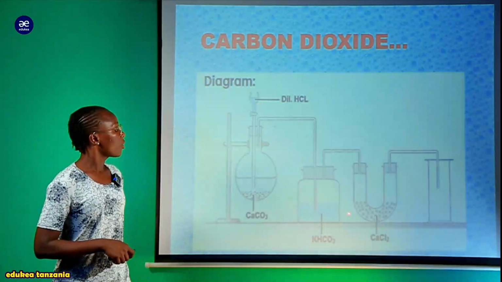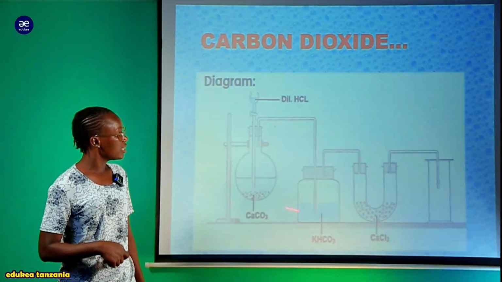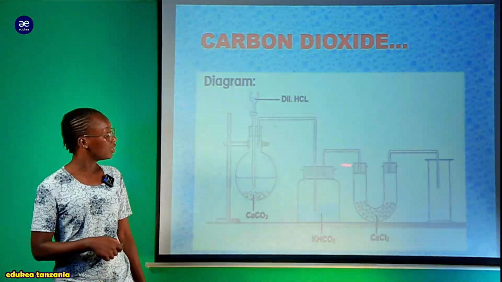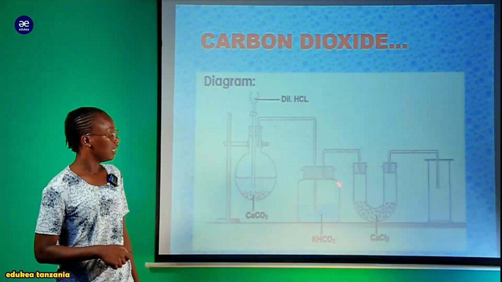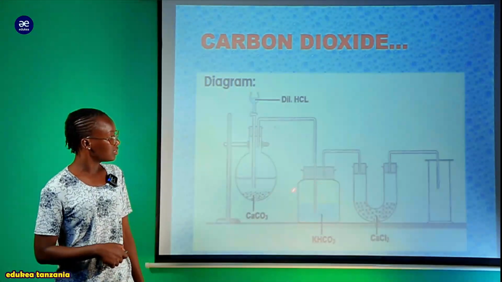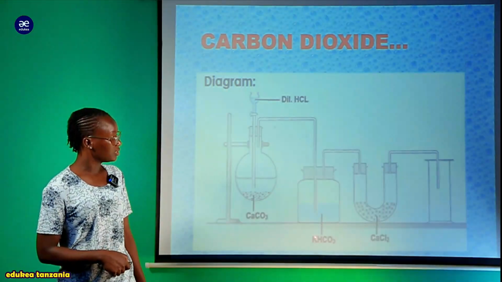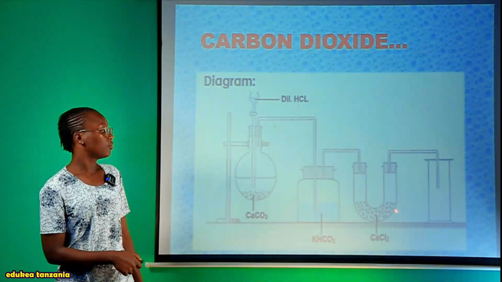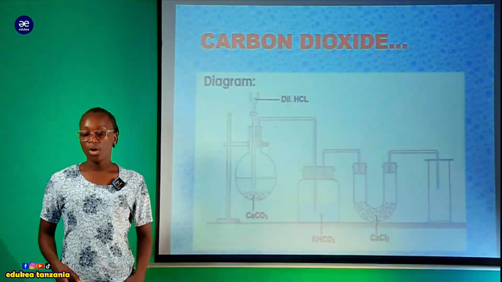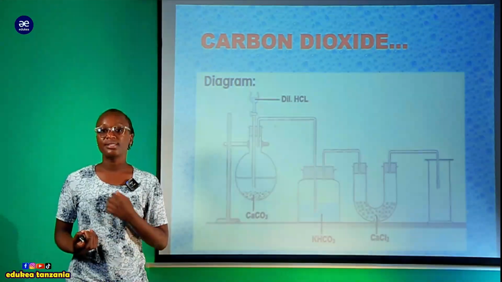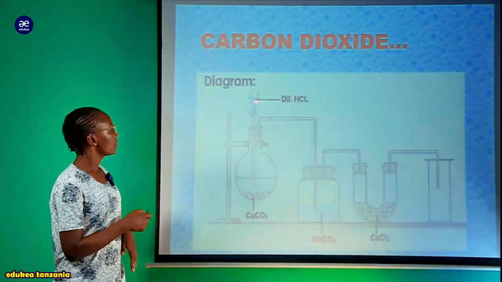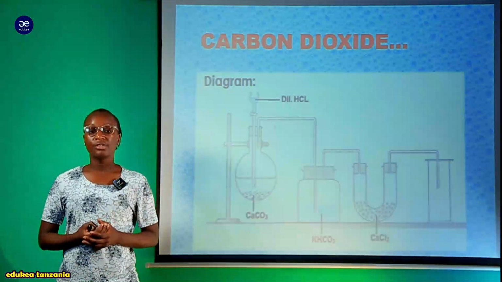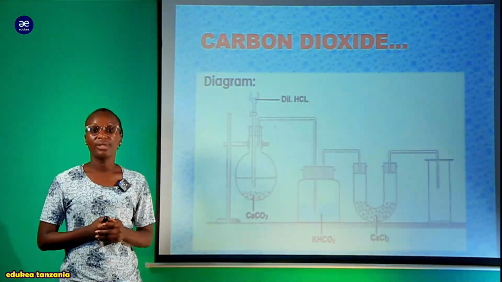Now, my students, we are going to look at the procedures, each and everything, what is going to happen here, what is taking place in this setup, why potassium hydrogen carbonate is set here, and why the calcium chloride setup is here. So we are going to see the simple mechanism concerning this setup of laboratory preparation of carbon dioxide.